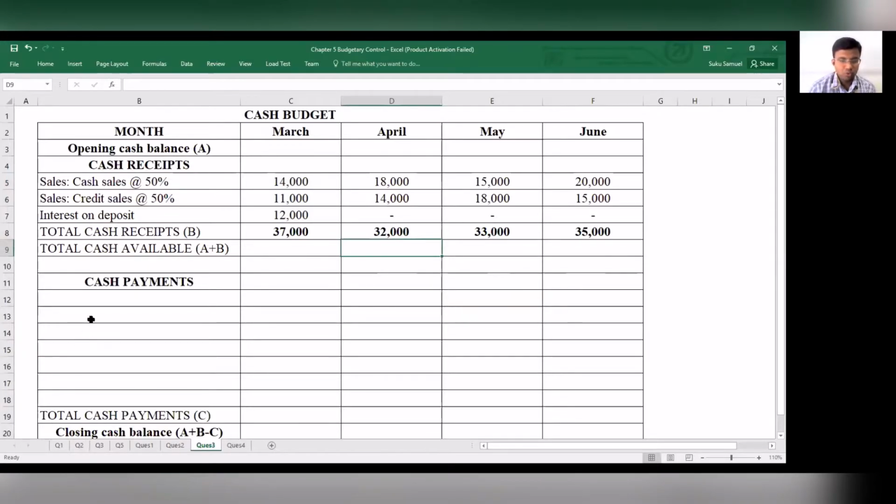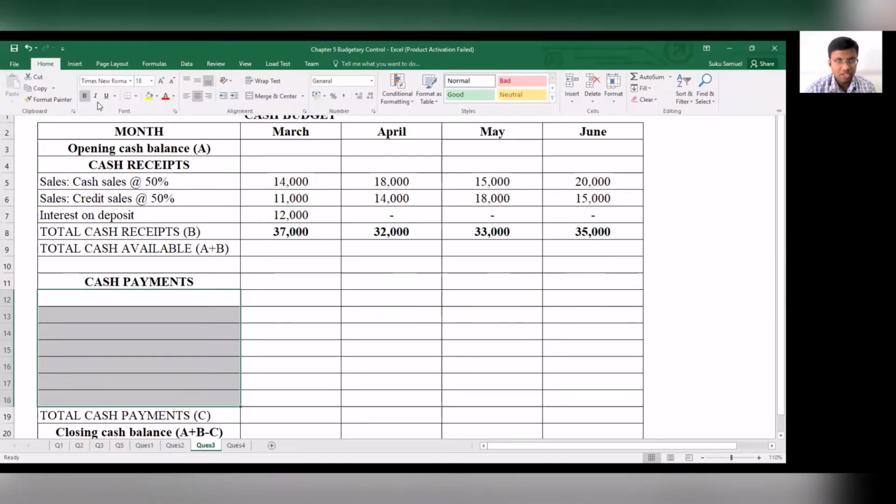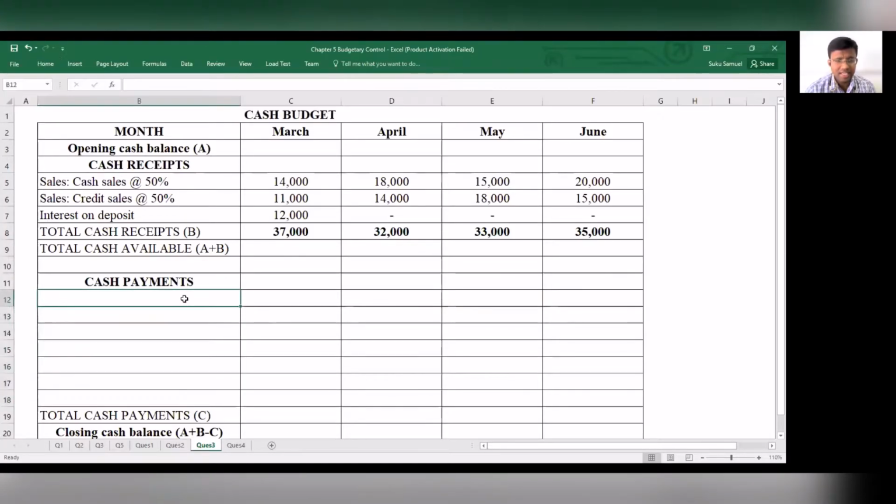Okay. Now let's move on with the cash payments. What are the cash payments that we have? Cash payments that we have is for purchase. Now purchase, please remember, the conditions are quite similar. You will have to settle for your purchases. Again, it has got two parts. You have a cash purchase of 50%, and then you have a credit purchase of 50%.